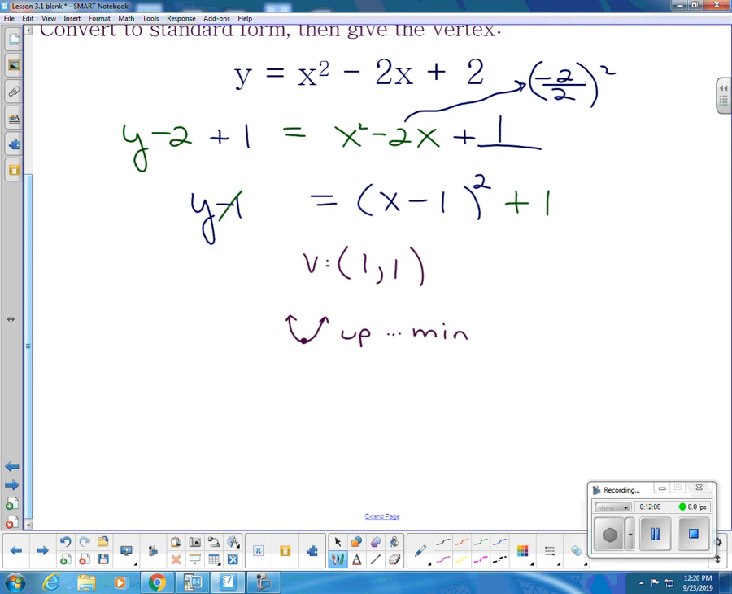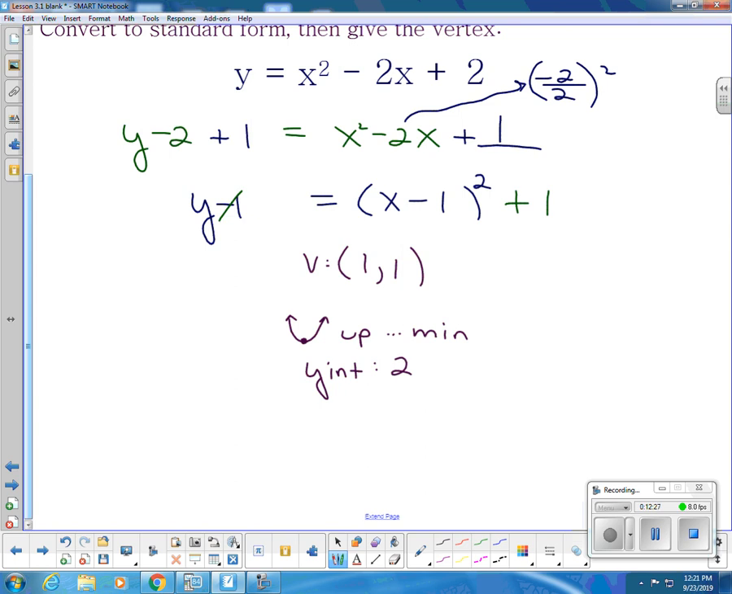What is the y-intercept? Is it 1? 2. 2. You've got to go back up to the original form to figure out the y-intercept. Or plug a 0 in. Okay. All right.